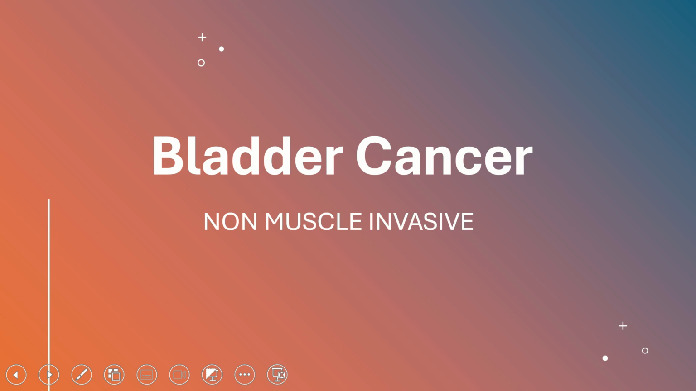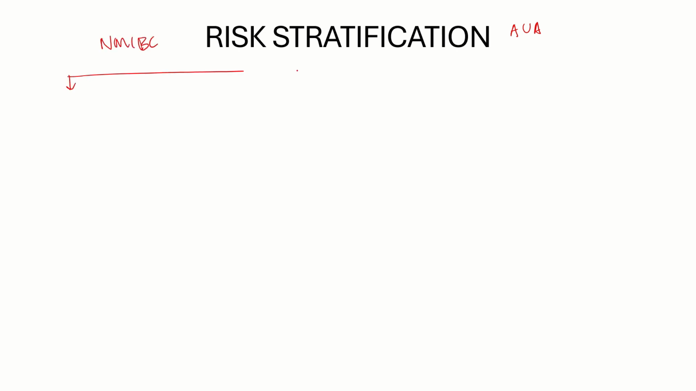Guys, in this video we'll be discussing the management and risk stratification of non-muscle invasive bladder cancer. For better understanding of the staging, refer back to my video on staging of bladder cancer, TNM staging. So coming to the risk stratification, according to the AUA guidelines, the non-muscle invasive bladder cancers are divided into three risk groups, that is low risk, intermediate risk, and high risk.